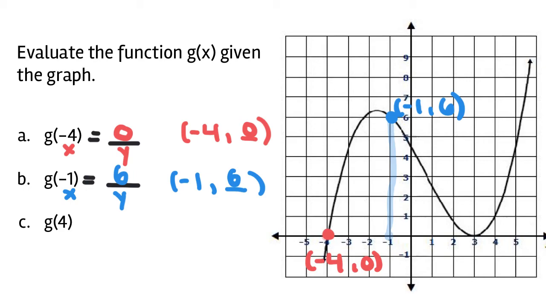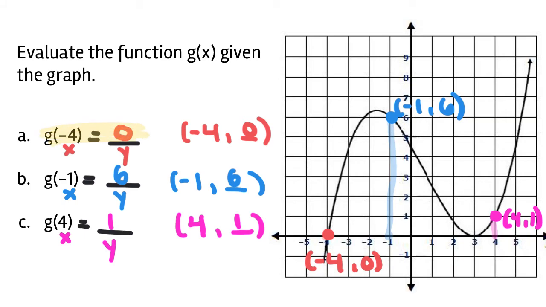For the last example, it's asking us for g of 4. So this means that x is 4, and we want to figure out what the y is. So it's at 4, what number? And what I can see is when I go over to 4 and I go up, there's a point on the graph right here at 4, 1. So since it's 4, 1, this means that g of 4 is 1. So my answers are g of negative 4 is 0, g of negative 1 is 6, and g of 4 is 1.